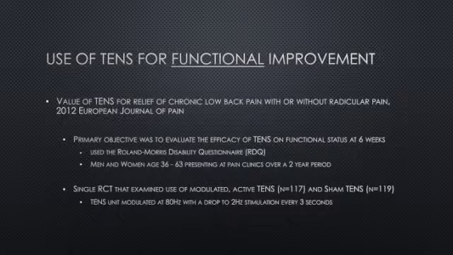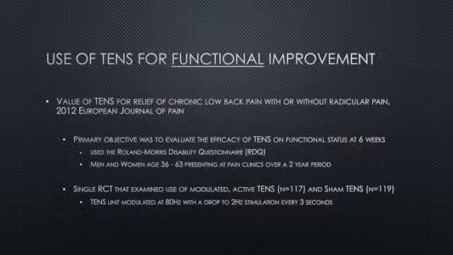Now, with our paper, the TENS was for relief of chronic low back pain with or without radicular pain, simply nerve pain, and it was published in the 2012 European Journal of Pain. The primary objective of the study was to evaluate the efficacy of TENS on functional status, starting at baseline, going again at 6 weeks, and then tested finally at a 2-year period. The main rubric they used for this test was the Roland-Morris Disability Questionnaire, also known as the RDQ, and men and women were both enrolled, varying in age from 36 to 63.